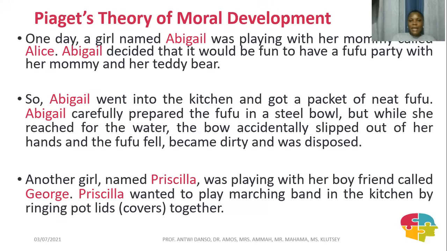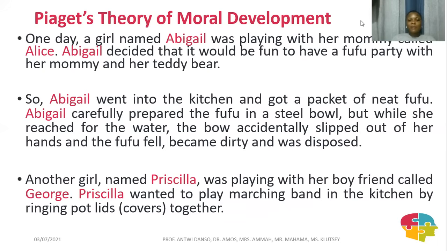Now, let's look at one story and see what happens using Piaget's theory of moral development. One day, a girl named Abigail was playing with her mom, named Alice. Abigail decided it would be fun to have a fufu party with her mommy and her teddy bear. So Abigail went into the kitchen and got a packet of fufu. Abigail carefully prepared the fufu in a steel bowl, but while she reached for water, the bowl accidentally slipped out of her hand, and the fufu fell, became dirty, and was disposed of.